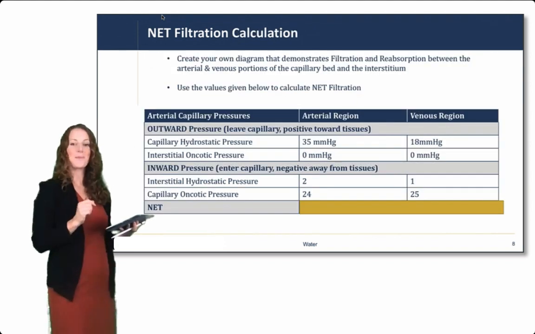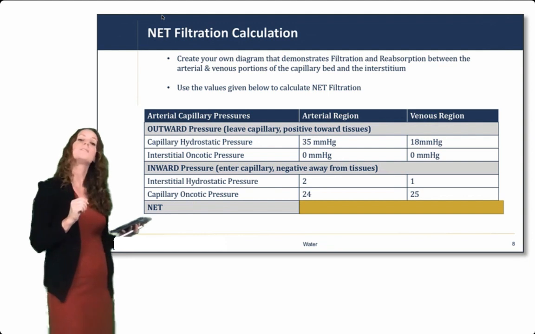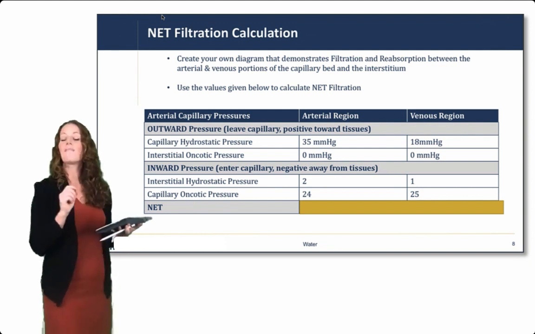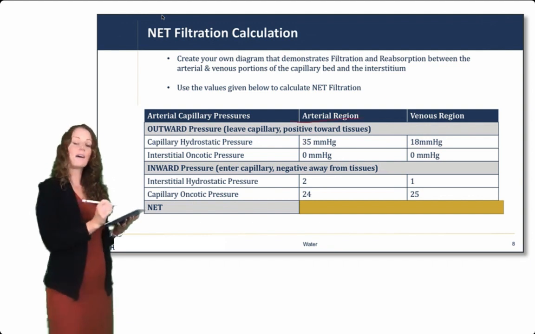So let's try it out. Here's a net filtration calculation from basic numbers given in your textbook. We have values at the arterial end and values at the venous end.